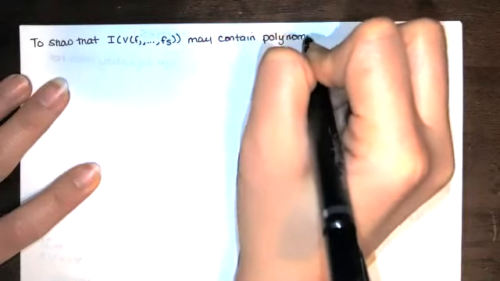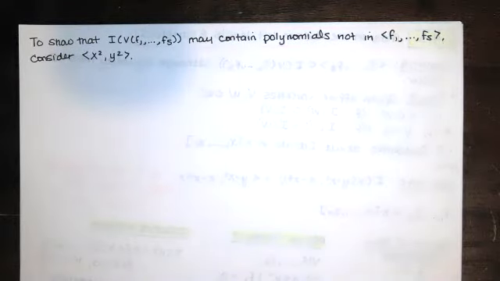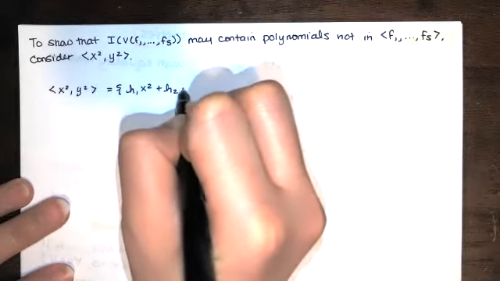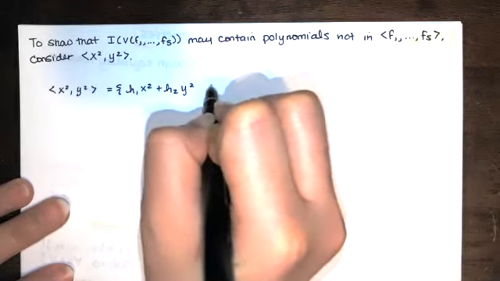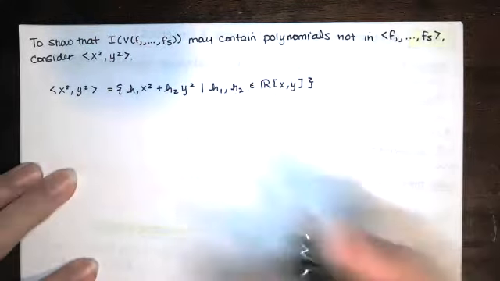And this is straight from the book. So if you have the book, you've seen this before. Let's consider the ideal generated by the polynomials x squared and y squared. Well, by definition, this is the set of all polynomials that can be written this way, where h1 and h2 are polynomials in some polynomial ring in the variables x and y. So let's just assume that our field is the field of real numbers.